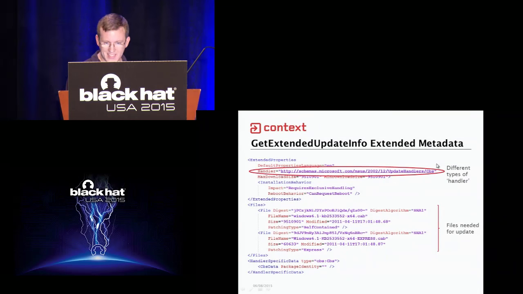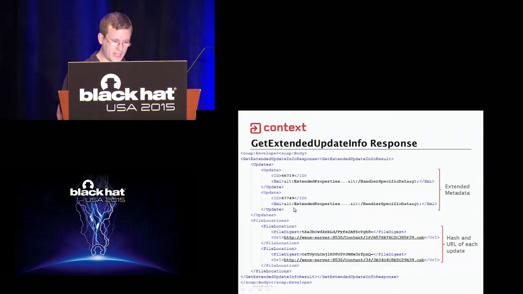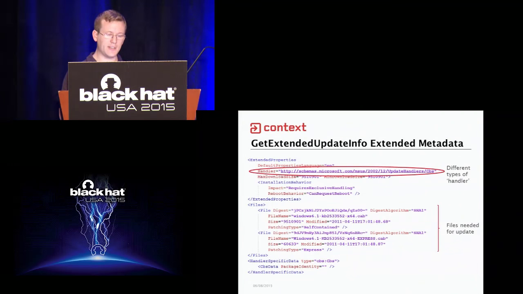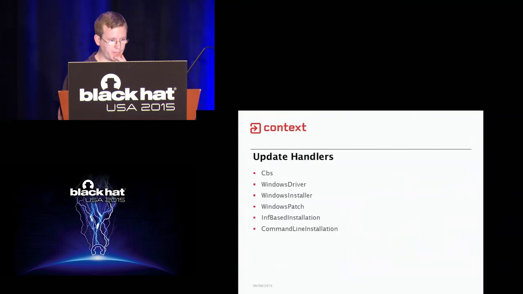So this is a CBS handler, which is, I think, for cab files. And then it's got a list of files here. This relates back to the files in the previous slide. So essentially it says these particular files are needed for this particular update. And then at the bottom, there's handler-specific data, and we'll take a closer look at that a bit later on.